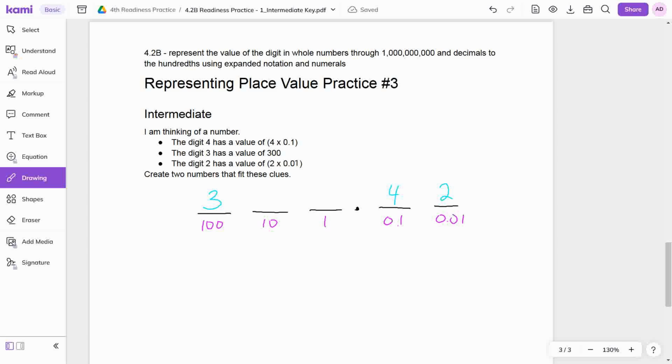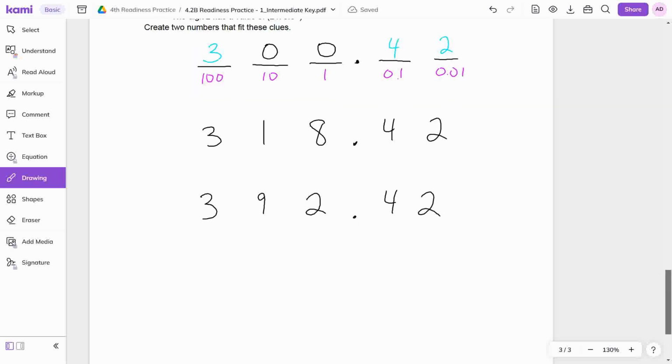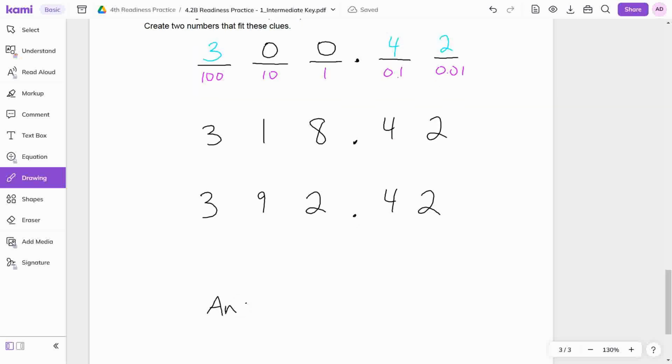So what I put in the tenths place and what I put in the hundredths place can really be anything at all. So if you want, you can just put two zeros if you want. You could also, since I know it's going to have to be a 3.42, right? You can put a 1 and an 8. You can put a 3. As long as we're keeping that 0.42 in there, you can keep a 9 and a 2. There's all different options there. So I'm just going to say answers may vary.